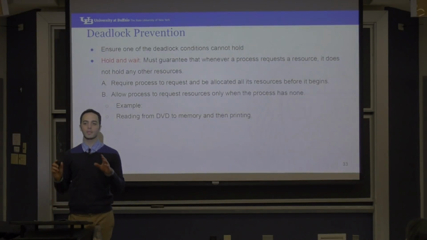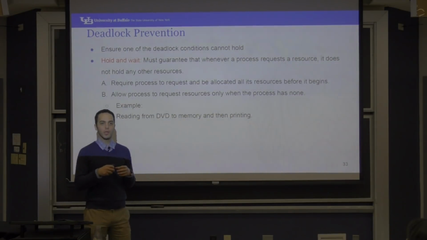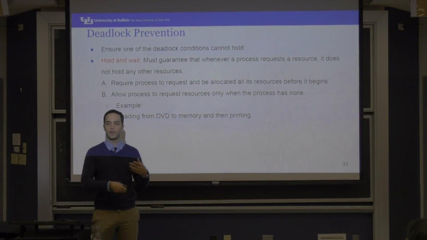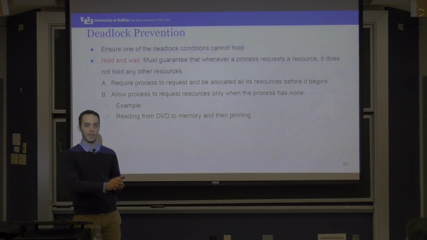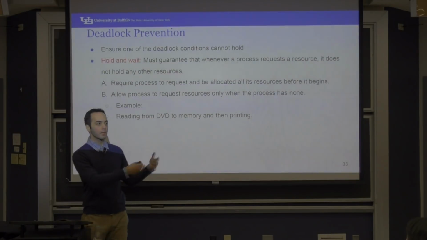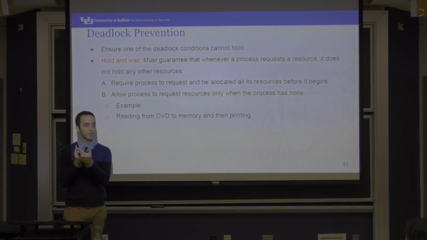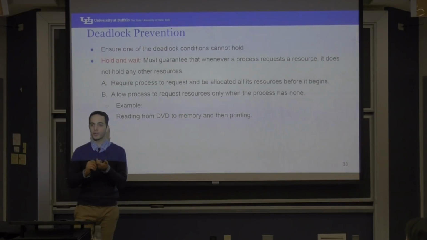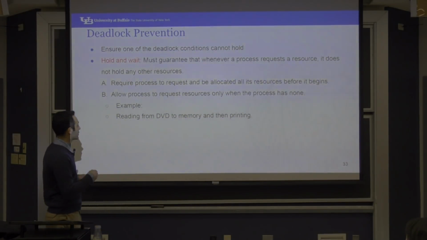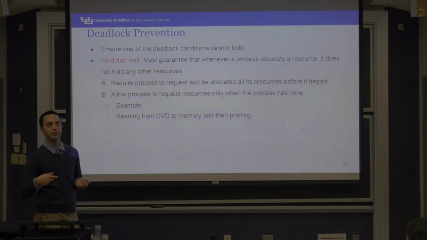So let's take a moment and think of a process that wants to read files from a DVD, write them into memory, and then save it into a file or do some file sorting, whatever. This is an example from the book. And then after that, once it's done with its processing, it prints them using a printer. So basically they want to acquire the DVD, the disk drive, and the printer.